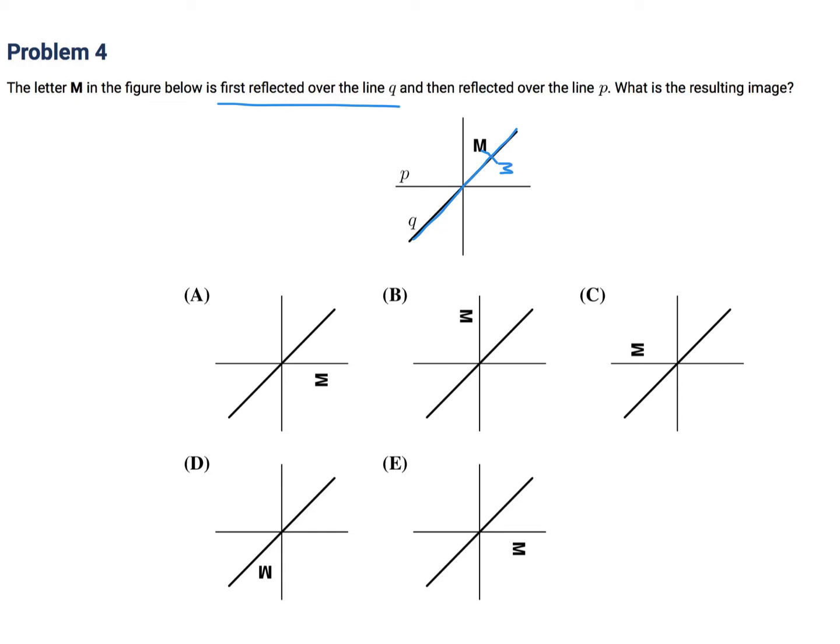As you can see, I drew it. The M is sort of on its side there. And then you're reflecting it in the line P, which is right here. So then again, it goes right across and reflects like that. That's pretty much all there is to this question. And which one of the answer choices? That looks like it's E, this one right here.